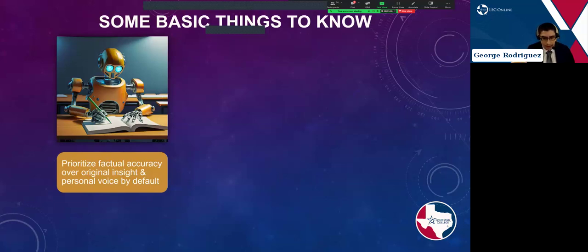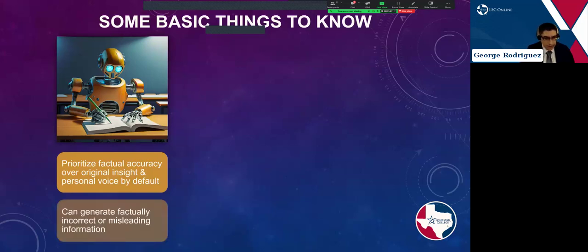But anyhow, just because they prioritize facts, that doesn't mean that they are always correct, because they can generate factually incorrect or misleading information. So again, AI chatbots are susceptible to misinformation for the same reason.